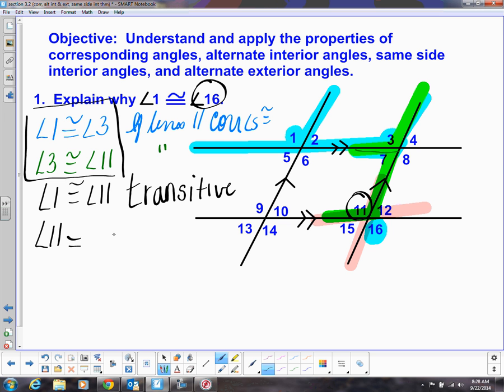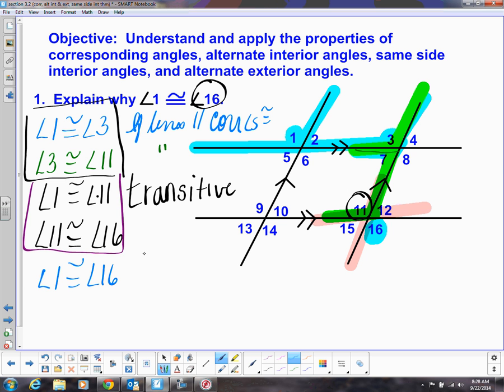Lucas? No. Lucas, what angles form an X? Vertical. So angle 11 and angle 16 are congruent. All right, now Bryce, taking these two pieces into consideration, what do you know? They're all equal. Angle 1 equals 11. 11 equals 16. What's your conclusion? 1 and 16 are equal. Now, what's that reason?